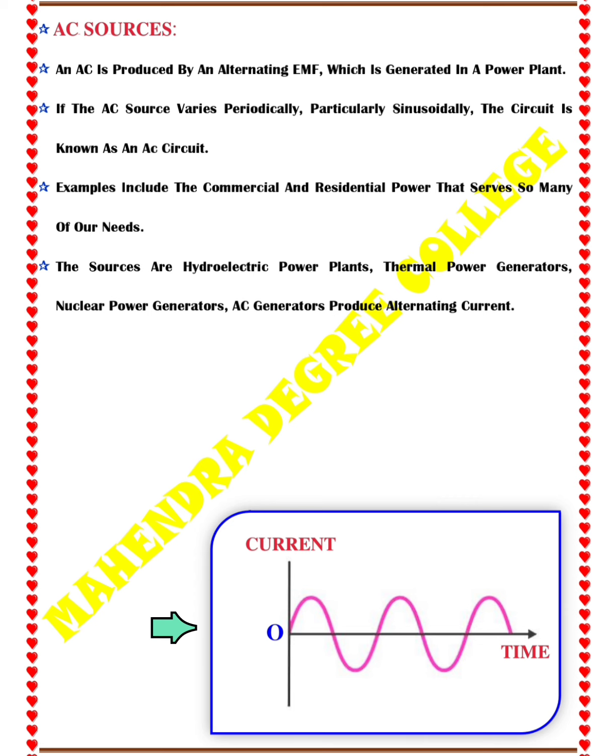Horizontal axis, labeled as time. It shows how current changes with time. Vertical axis, labeled as current. It shows the value of current at any moment, where vertical axis means y axis.